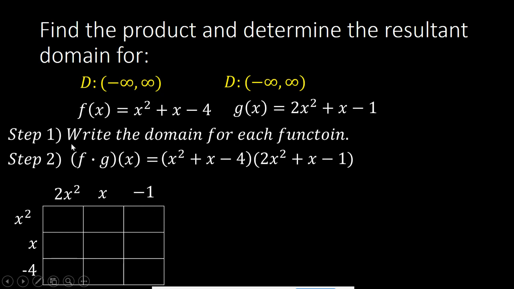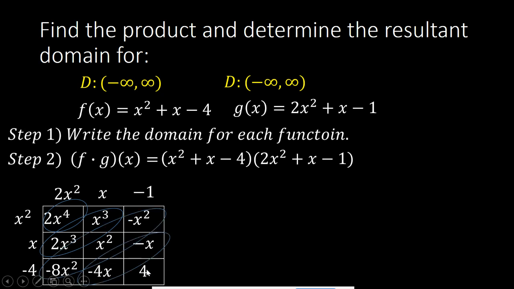And now it's a little bit more organized to say, well, what's x squared times 2x squared? Well, that's 2x to the fourth. x squared times x, x cubed. x squared times negative 1, negative x squared. Let's jump to the x and then multiply here, here, and here. So x times 2x squared is 2x to the third. x squared, negative x, negative 8x squared, negative 4x, positive 4. Now my table is filled in. We can add diagonally now and answer this question.